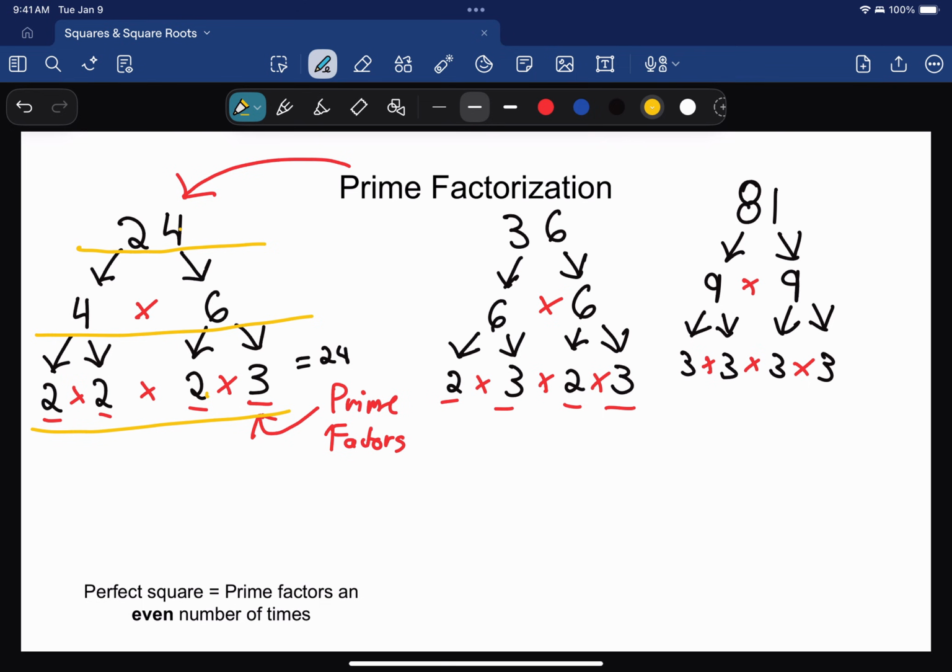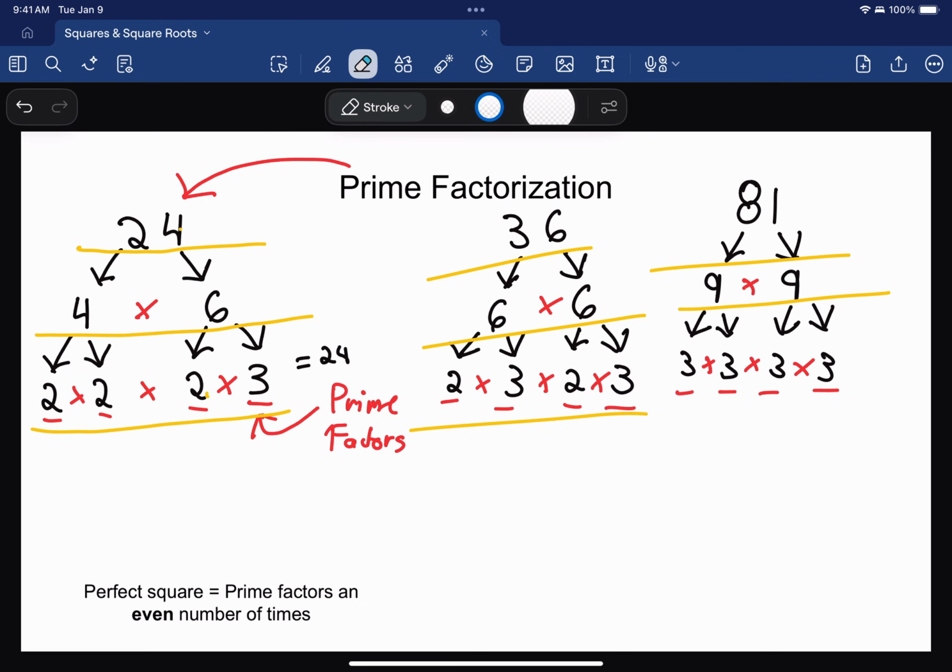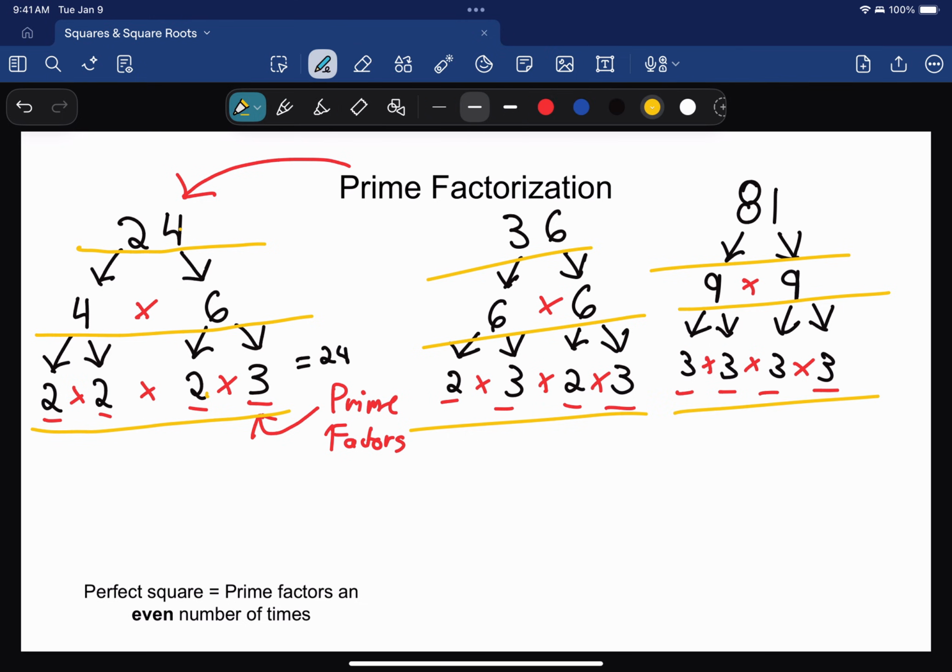So this is the process of prime factorization: taking a number and breaking it down into the smallest factors, prime factors. So all these numbers are prime factors. And we can see each of the different layers equals our number at the top, 81 or 36 or whatever, when you multiply them together. So we need to know how to do that. Now, there's another way to figure out a perfect square.